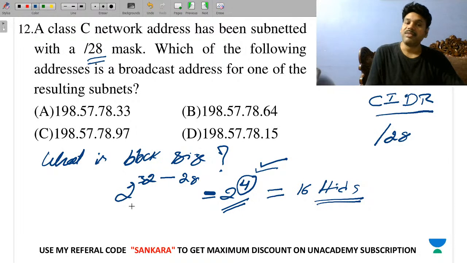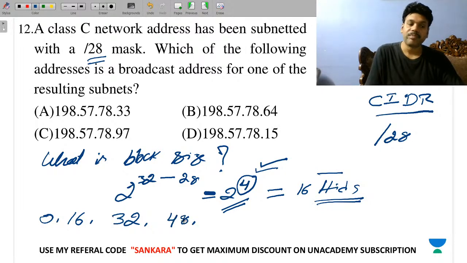So I am identifying like this. First let us cross check whether this is going to work or not. 0. And next subnet is 16. And next subnet is 32 because of 16-sized blocks. Next subnet is 48. And next subnet is 64. And next subnet is 80. And next subnet is 96. And next subnet is 112.